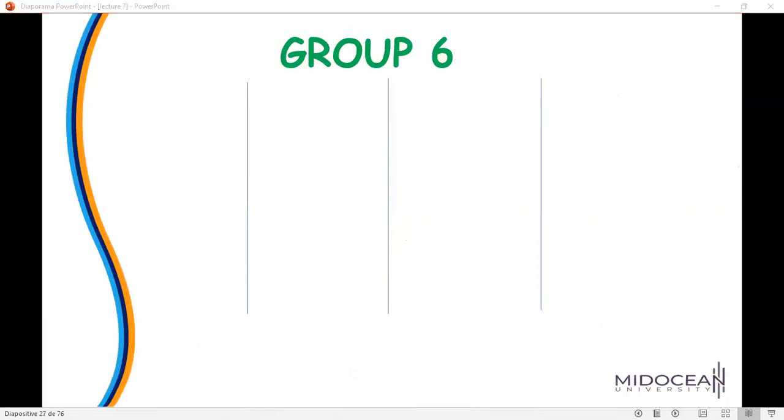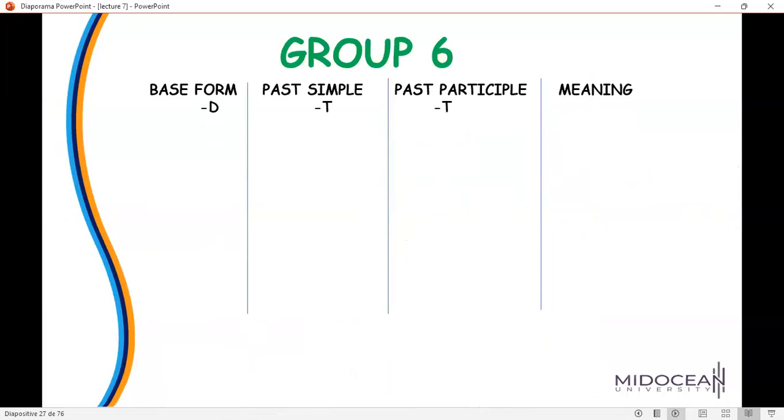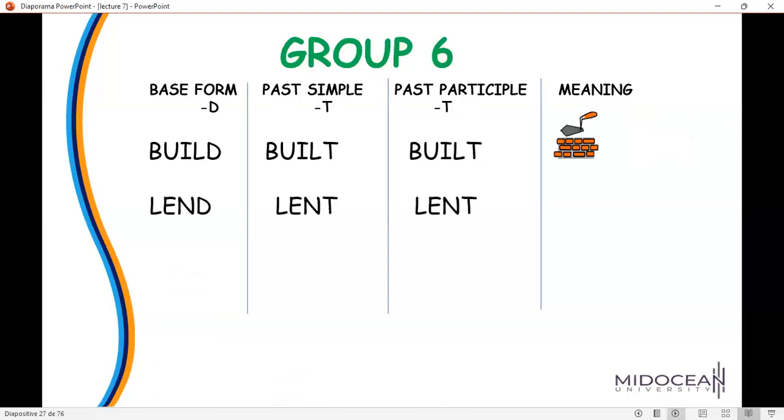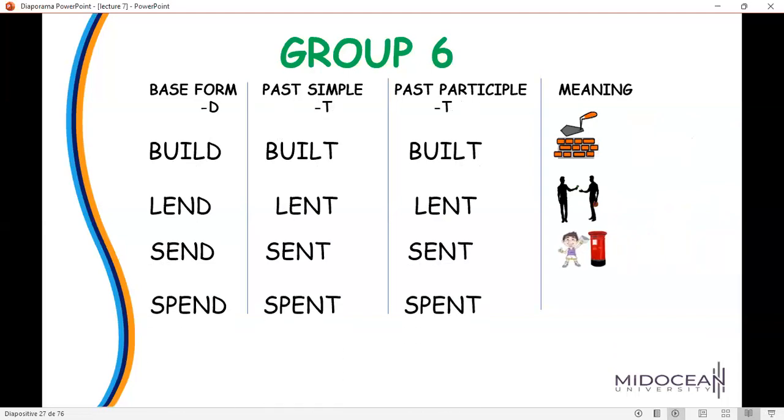Next, group 6. So you have verbs ending here in D. Like build. The simple past of the verb to build is built. So here, the ending T. Past participle, so T ending, built. Okay. Lend, simple past lent, past participle lent. Send, simple past sent, past participle sent. To spend, past simple spent, past participle spent.